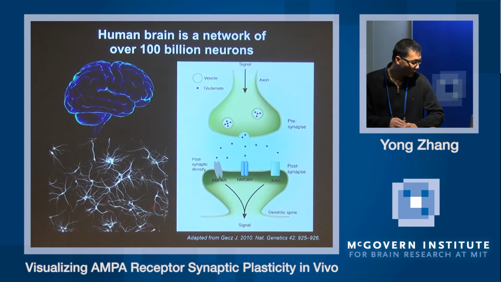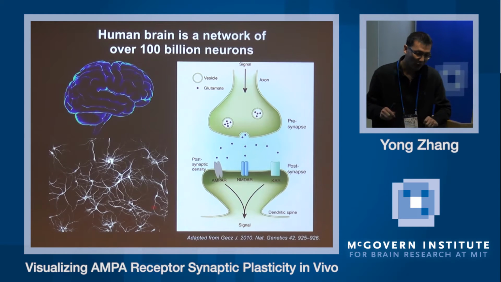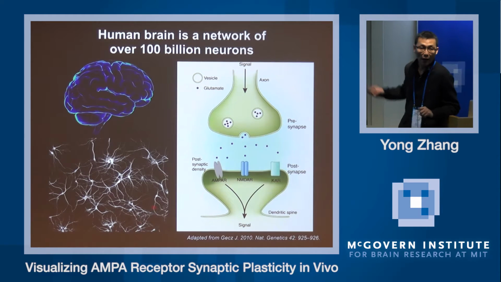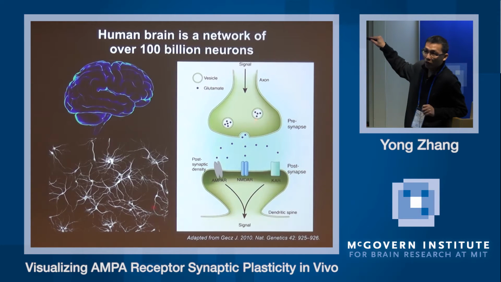To this audience, we will agree that the human brain is the most complex organ in the universe. The human brain is estimated to consist of over 100 billion neurons. The neurons connect with each other so that they can communicate with each other. I will briefly introduce that neurons communicate through a specialized area called synapses. This figure illustrates how the neurons communicate with each other.